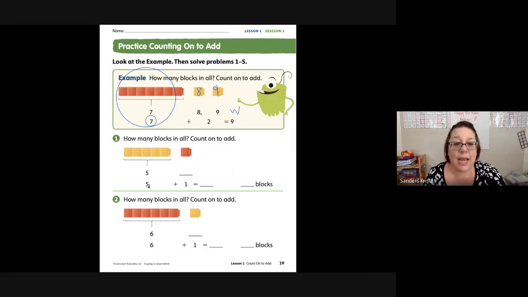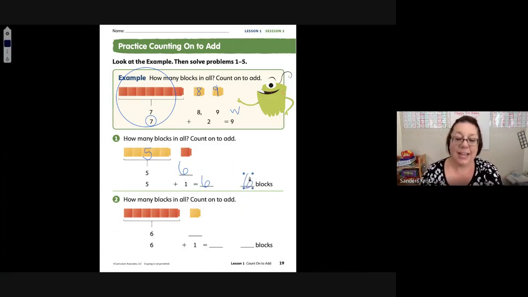Count on to add. 5 plus 1. So here we have 5, and we're going to add 1 more. 5, count on, 6. So 5 plus 1 equals 6. There are 6 blocks in all.